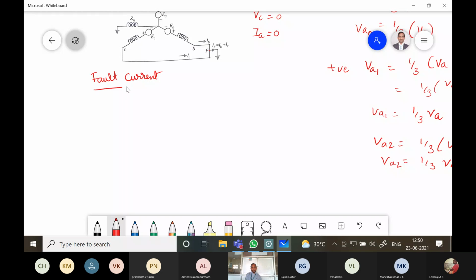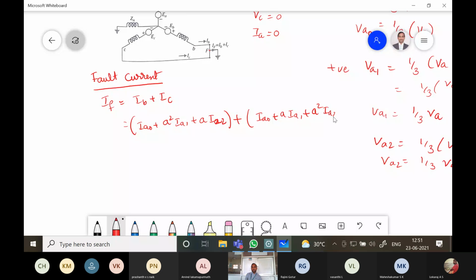Need to calculate the fault current. So for that, IF is equal to IB plus IC. So what is IB and IC in terms of symmetrical components? Write IB in terms of symmetrical components. IB is equal to IA0 plus A square into IA1 plus A into IA2, right? Plus, what is IC? IA0 plus A into IA1 plus A square into IA2.